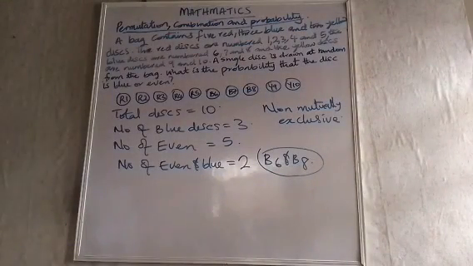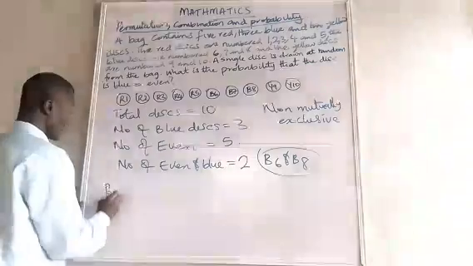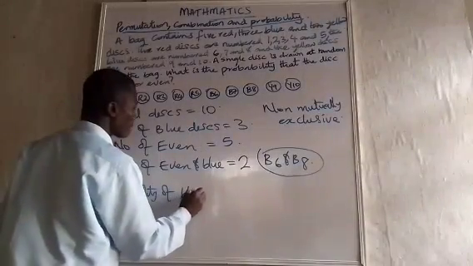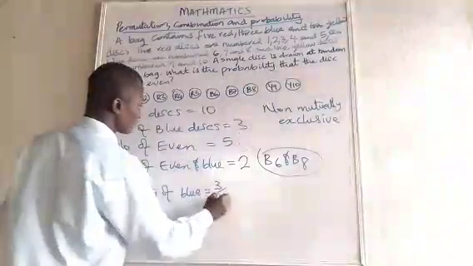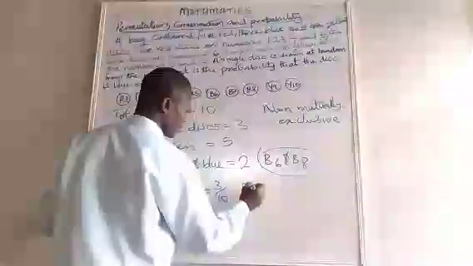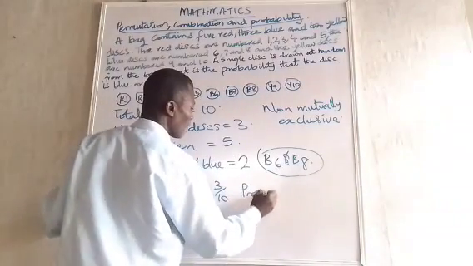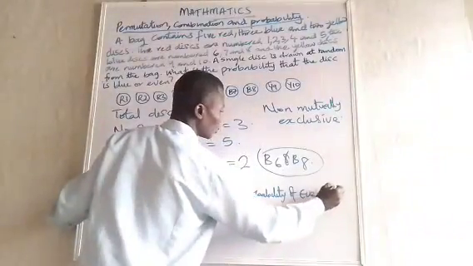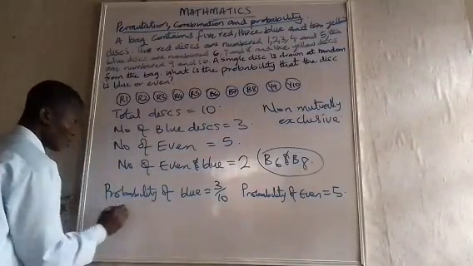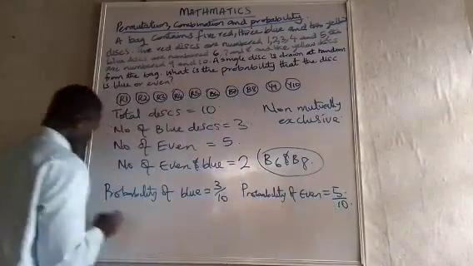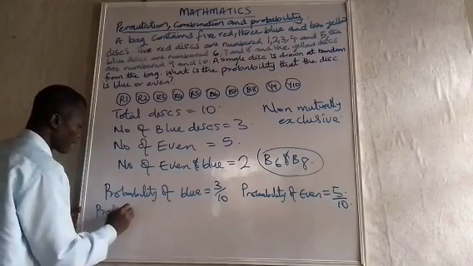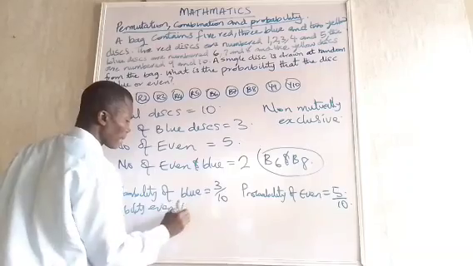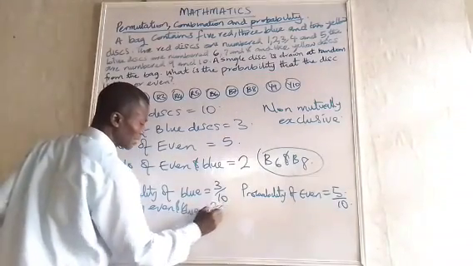We know that the probability of blue is equal to 3 over 10. Probability of even is equal to 5 over 10. Probability of even and blue is equal to 2 over 10.